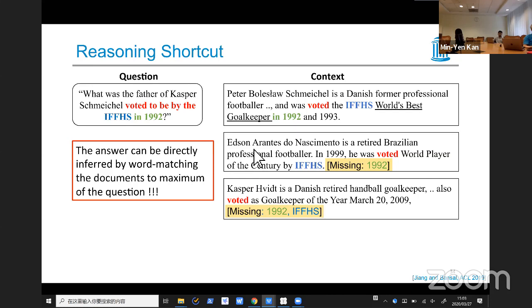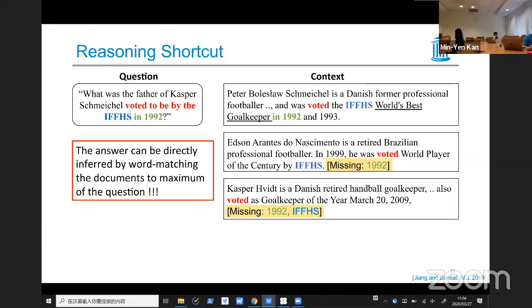So this is a question and this is a context. Maybe the model can just see that in this context, the vote appears and the IFFHS also appears. And 1992 also appears. So this context is actually very similar to the question, right? So maybe you can directly do some kind of matching between this question and this context and directly get this correct answer, world's best goalkeeper. So this is also possible. It's just like finding a template. It's also a matching based method to directly get an answer rather than do the multi-hop reasoning that you want it to do.